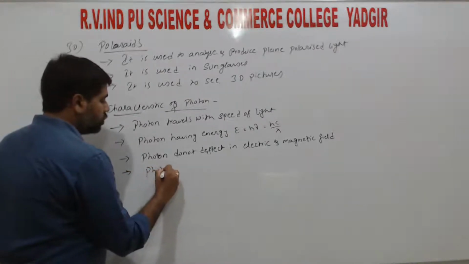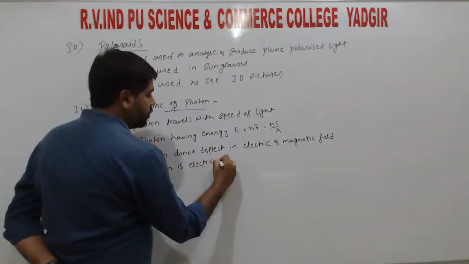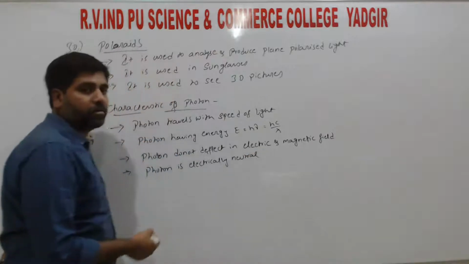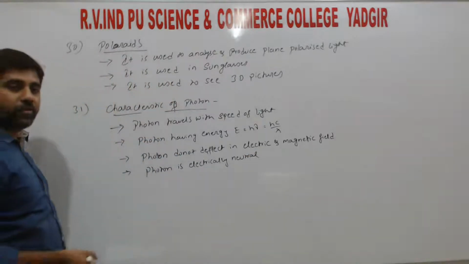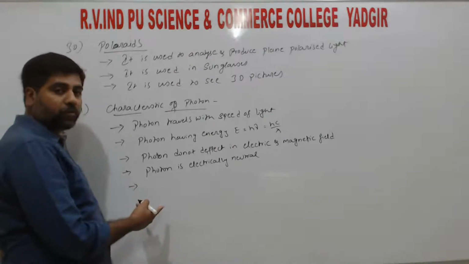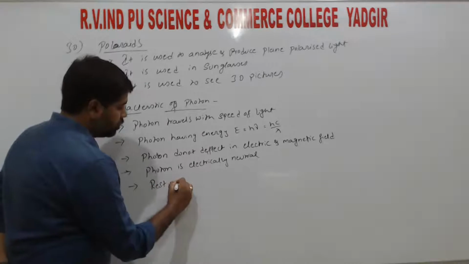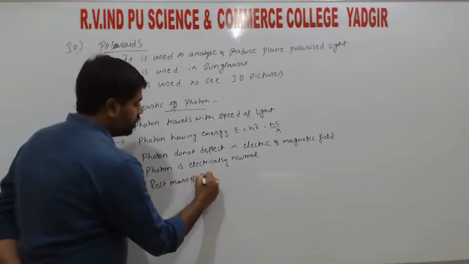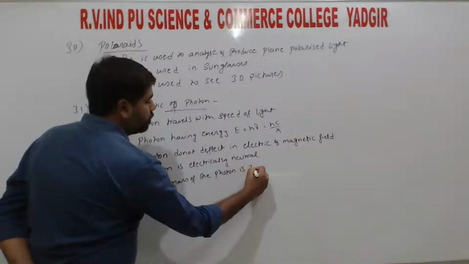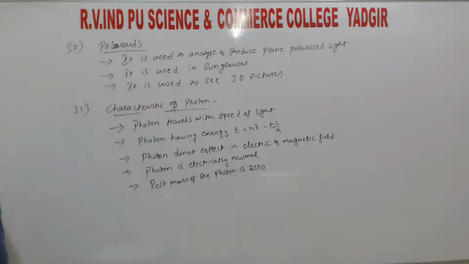So photon is electrically neutral. ಇದಕ್ಕೆ ಯಾವುದೇ ತರದ್ದು ಚಾರ್ಜ್ ಇರಲ್ಲ. Hence we call that one as electrically neutral. The next one is the rest mass of the photon is zero. So 3 marks ಕೇಳಿದ್ರೆ ಯಾವುದಾದ್ರು 3 points ಬರೆದ್ರೆ enough, right?